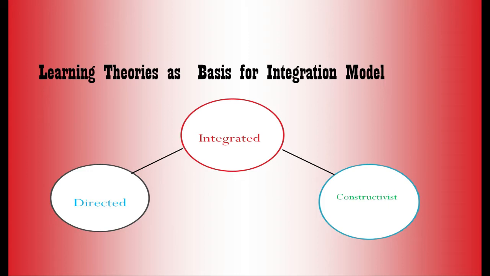Both directed models and constructivist models are connected with each other. They generate motivation to learn. They optimize scarce personnel and material resources. They remove logistical hurdles to learning, and develop information literacy and visual literacy skills.